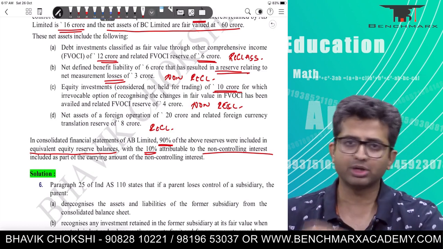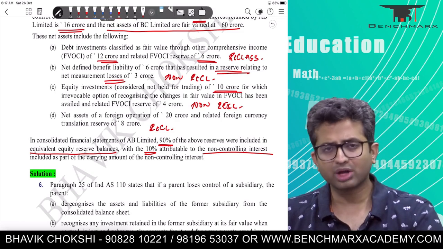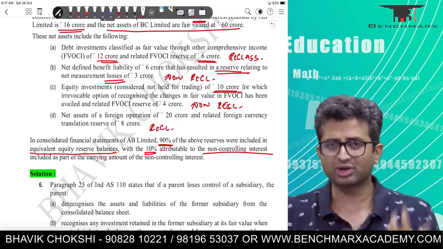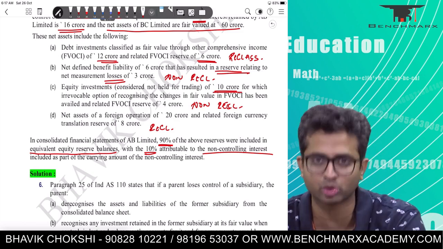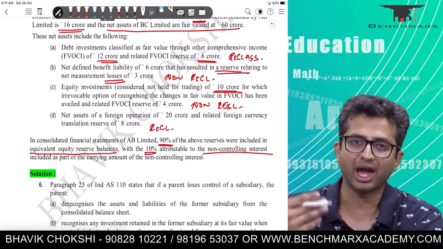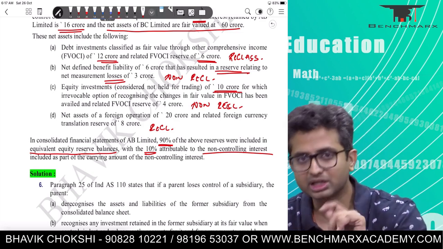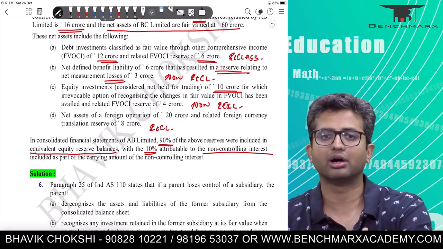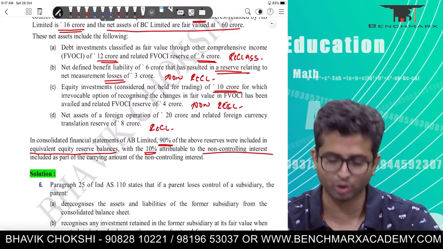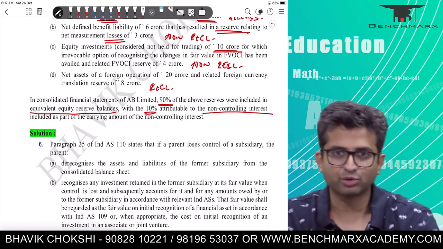Why? Because when you consolidate each of the reserves, you split between parent and NCI. So, let's say there is an FCTR, you would have taken 90% of the FCTR in your consolidated FCTR, but 10% would have been shown as NCI. So when you eliminate NCI, automatically that 10% gets eliminated. So the reclassification entry, if any, that you need to pass is only for the part that you have recorded as a part of your share. The rest is included as a part of NCI, you have to show the accounting.